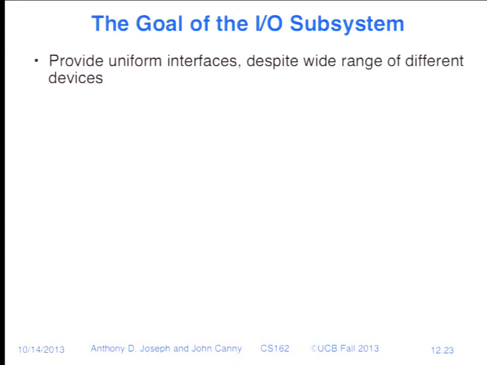We'd like to provide a few uniform interfaces despite the wide range of different devices. So for instance, if you remember, the PCI bus is sort of in the loop on all of these operations, including the very slow ones. So we want somehow a very general and good interface for that.